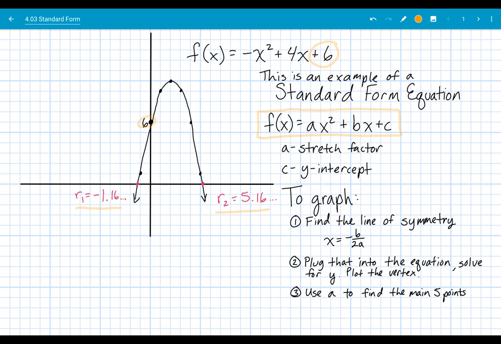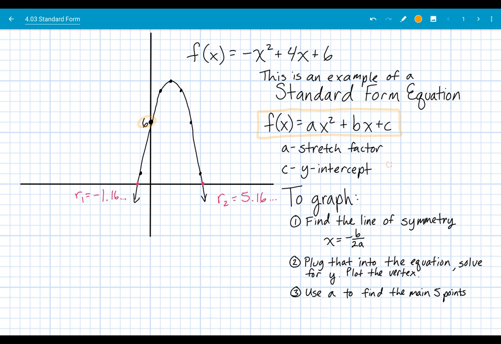Now, a in this case is still the stretch factor that still works in exactly the same way as in the other forms. And just recall that c is your y-intercept, because if I made x 0, all of that stuff in the front would turn to 0, and all you'd be left with would be c.